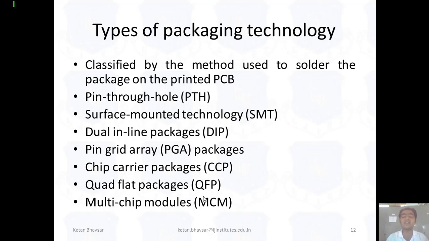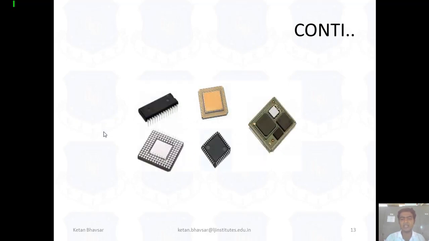Even in terms of quad packages, you can see them right now with the Arduino board. Pin through hole and surface mounted technology we have already seen in our motherboards, and multi-chip modules are also available right now, which you can see in your smartphones. So these are the designs: as you can see, it's surface mounted, multiple chip, pin through hole, DIP technology, quad technology.